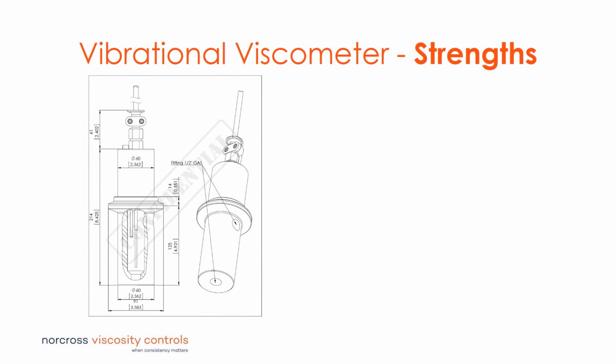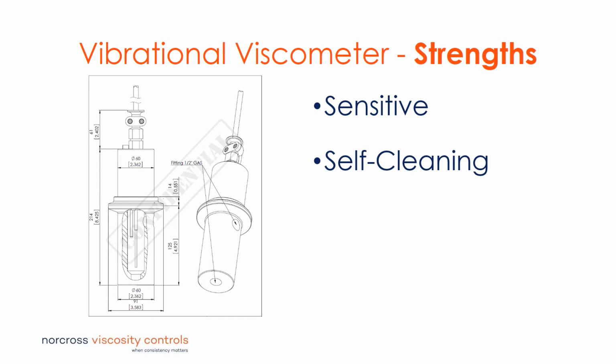Finally, let's address the vibrational viscometer. Its strengths are that it is sensitive. Like the falling piston type, the vibrational viscometer can also detect small changes in viscosity and is well suited for processes requiring very sensitive readings. It's self-cleaning. With no cavities to hold ink, the vibrational viscometer was designed to be easily cleaned. This is important when changing ink colors in a system.